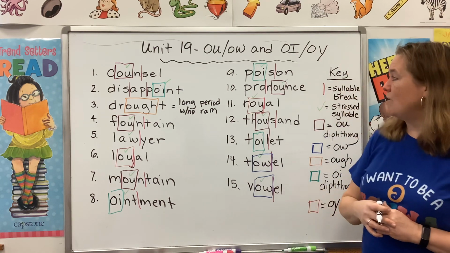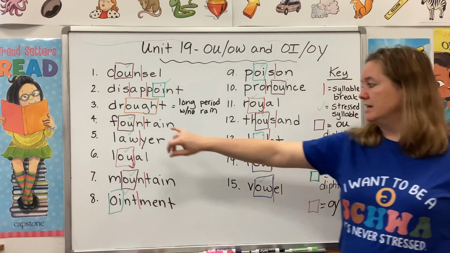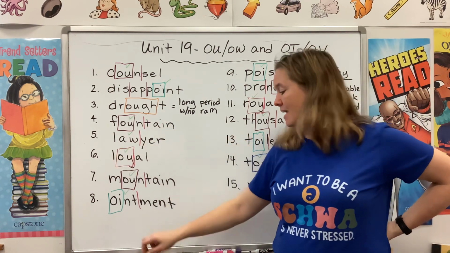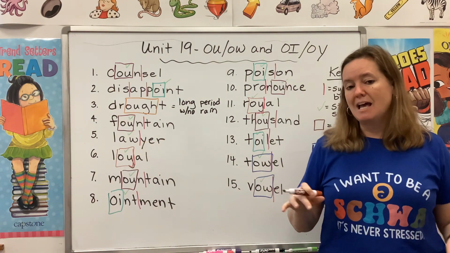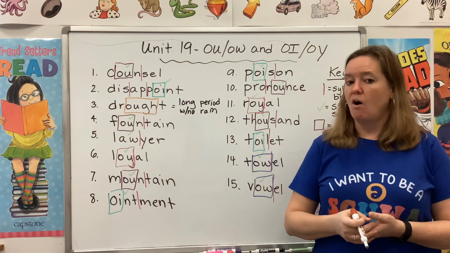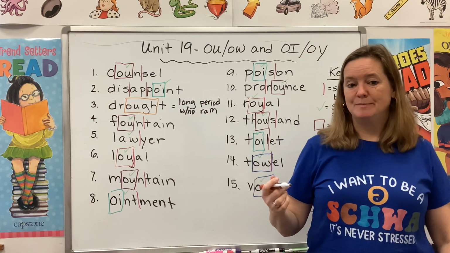All right, there's one word we haven't talked about yet, and that is the word lawyer. Now, look at this, AW. Most of the time, AW says aw. So why is it pronounced oi here?